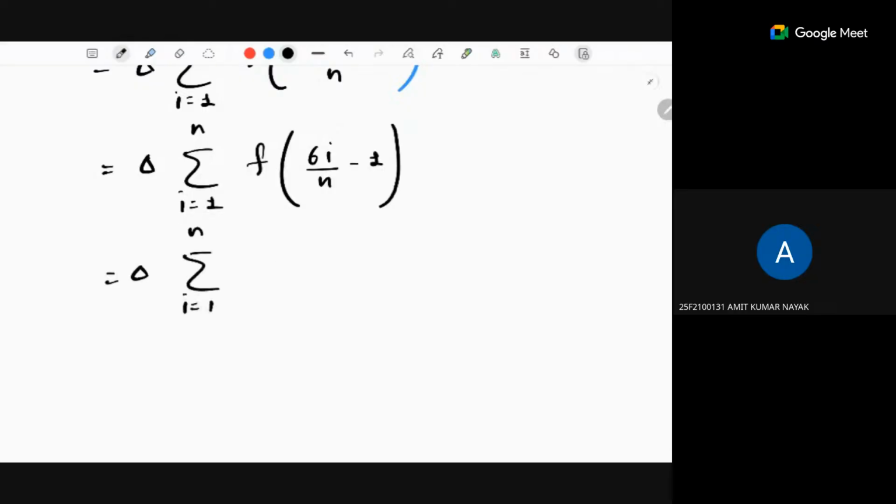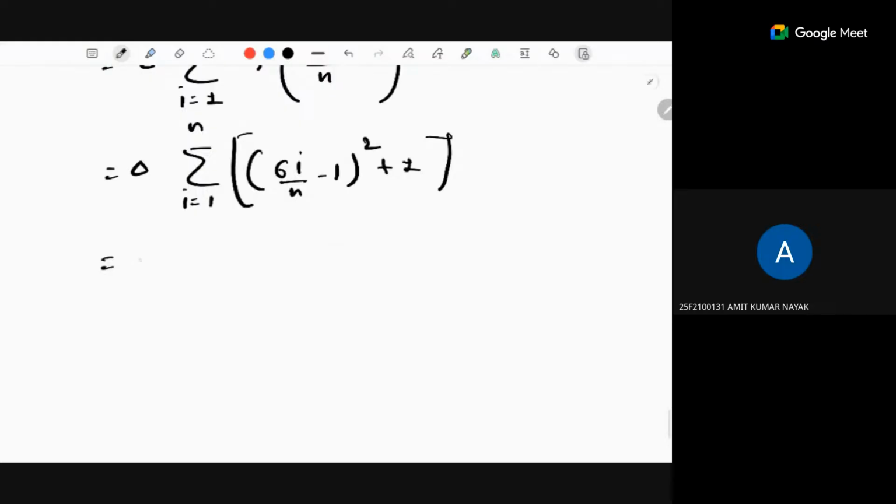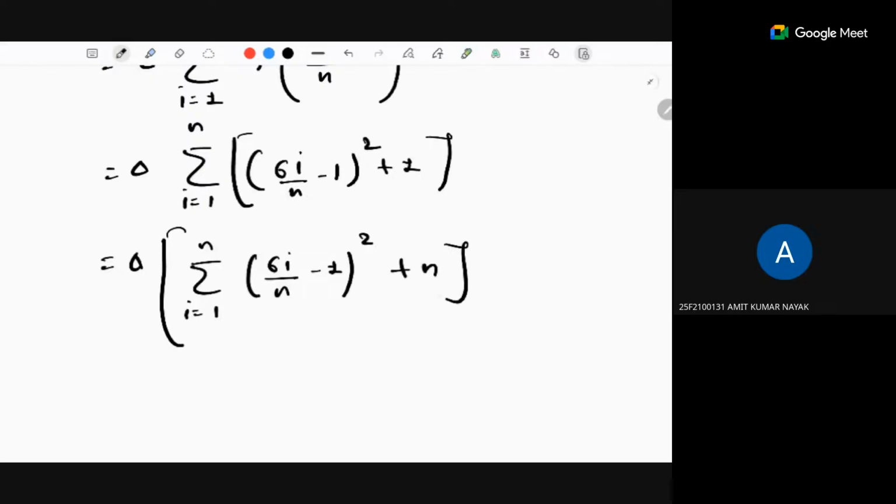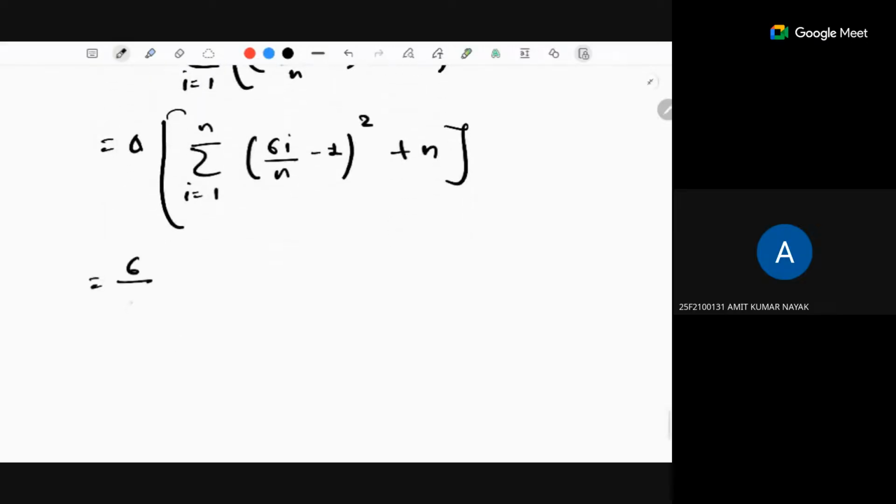We can take the value of f to be x square plus 1. So that is f of 6i by n minus 1, the whole square, plus 1. Now this delta we can multiply later. The summation, i ranging from 1 to n, of 6i by n minus 1 the whole square, plus n. Now 6 by n I can take out. If you multiply over the sum, it will be as it is: 6i by n minus 1 the whole square, and plus 6 by n multiplied by n will become 6 only. So that's the 6 we have.